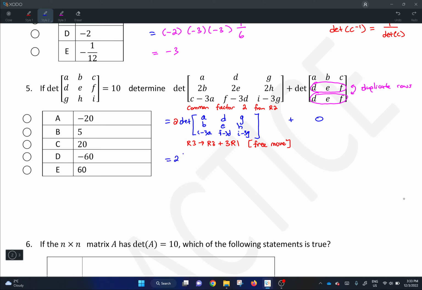So we get 2 times the determinant of A, D, G, B, E, H, C, F, I. Isn't quite what we have, right? But ABC in the first column looks like ABC in the first row. So the next move I'm going to do is transpose, which is also a free move.